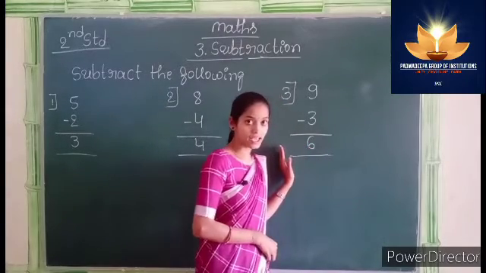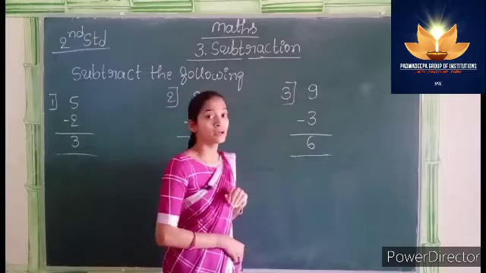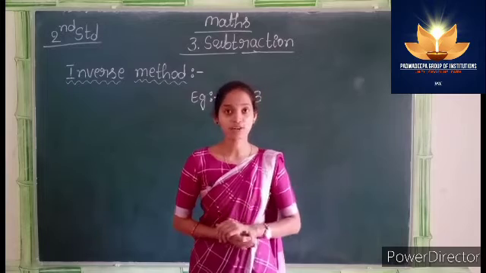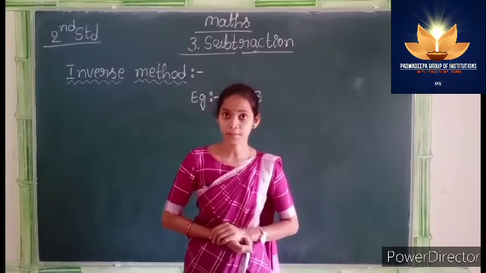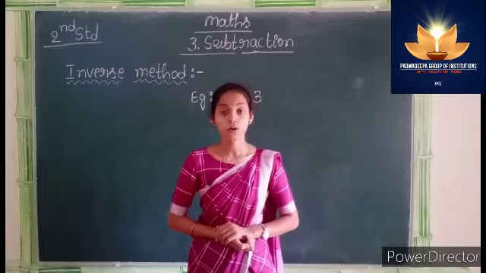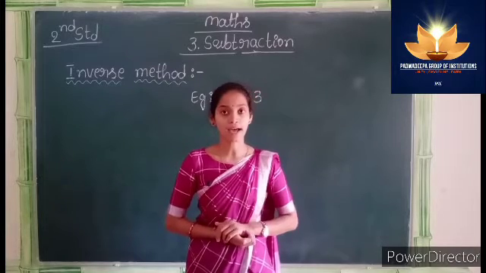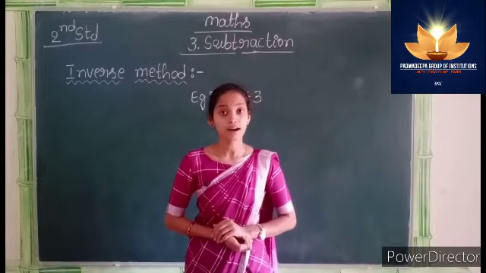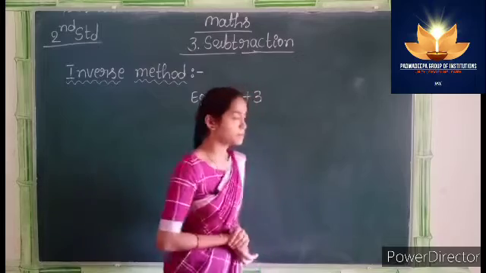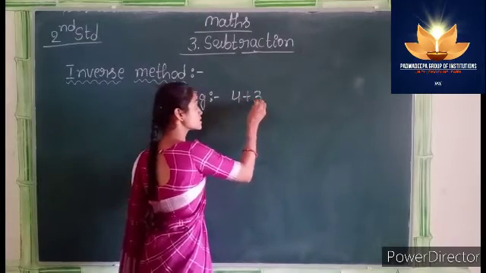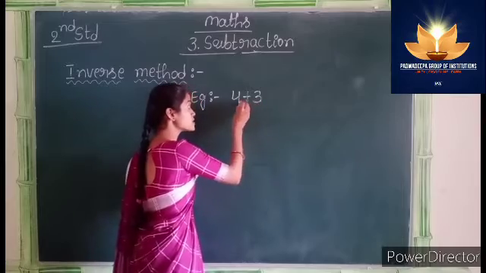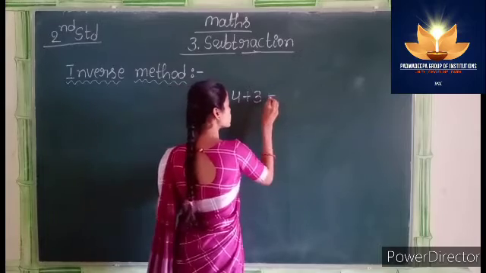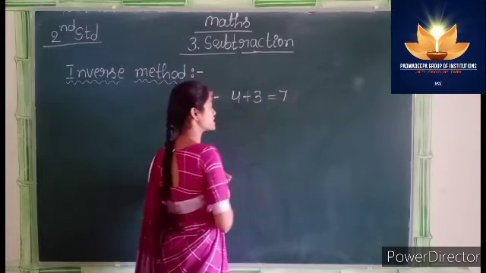Like this, taking away a small number from a big number is called subtraction. In each addition fact, there are 2 subtraction facts. So, subtraction is called the inverse method of addition. Let us learn the inverse method with an example. 4 plus 3. When we add 3 to this 4, how much do we get, students? 7. Right. So, 4 plus 3 is equal to 7.